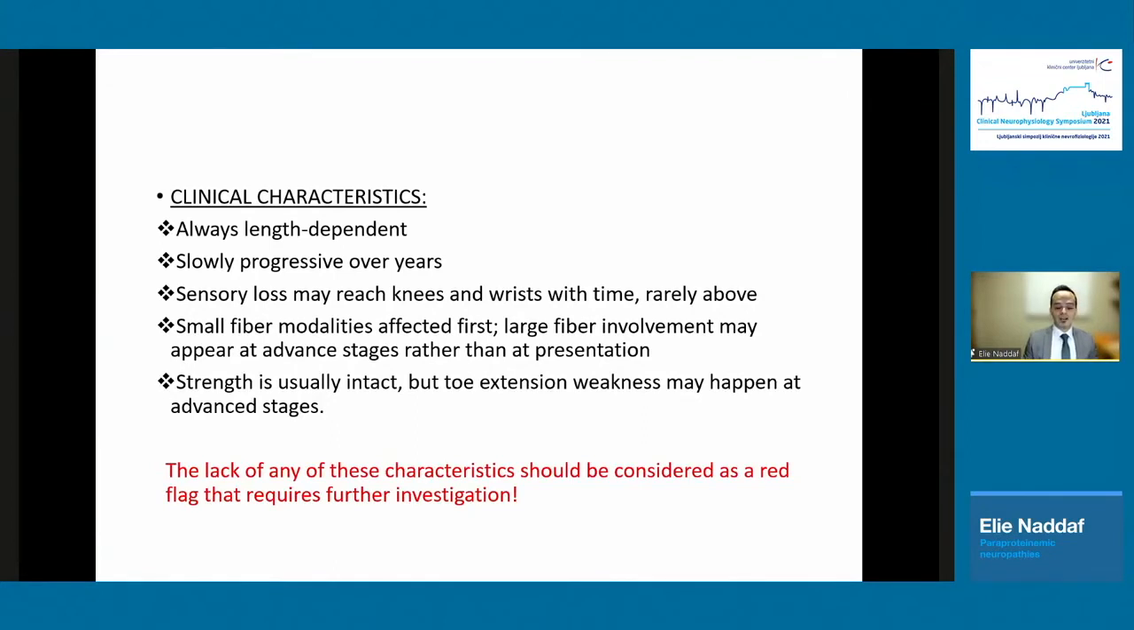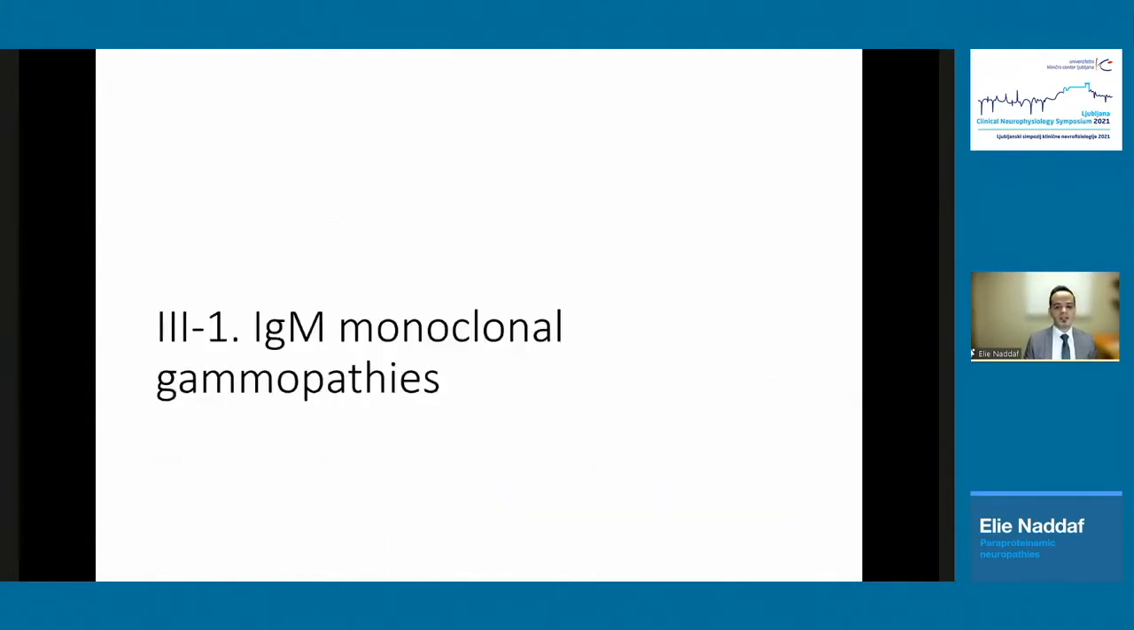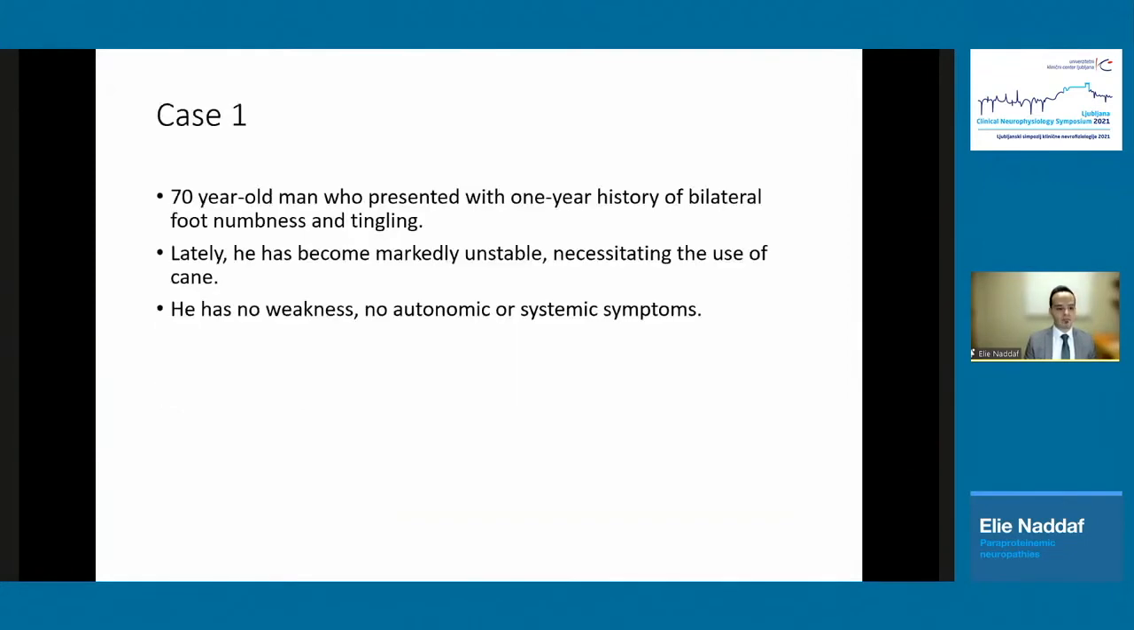The lack of any of these characteristics should be considered a red flag that requires further investigation. And that same rule applies to paraproteinemic neuropathy. So let's start with an example from the first category, which is the IgM monoclonal gammopathies. Here's probably your most classic scenario.